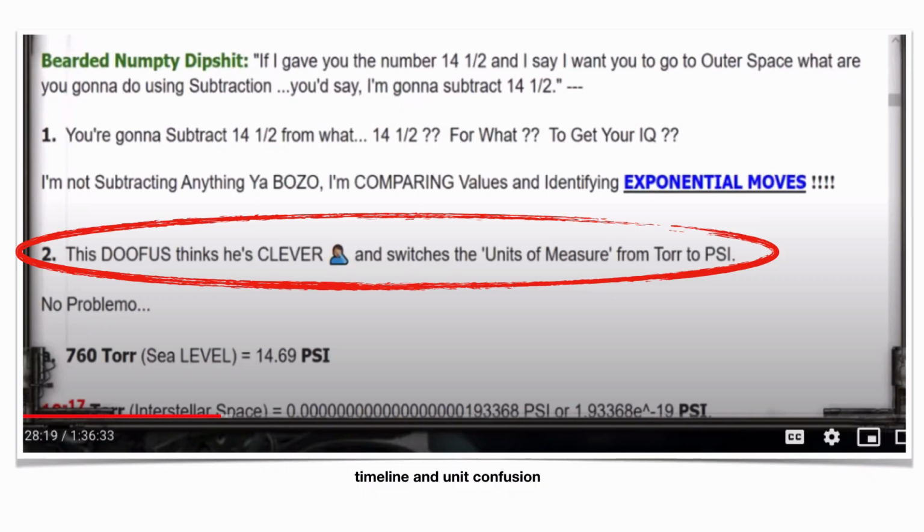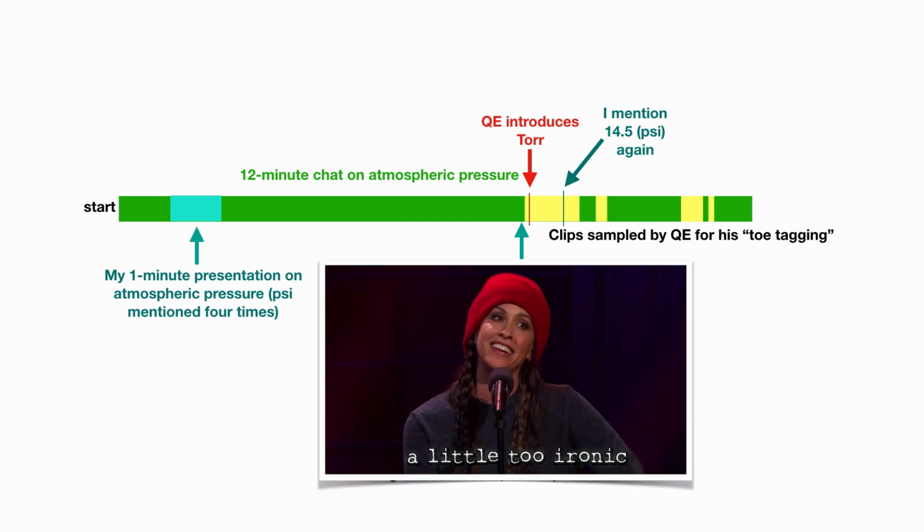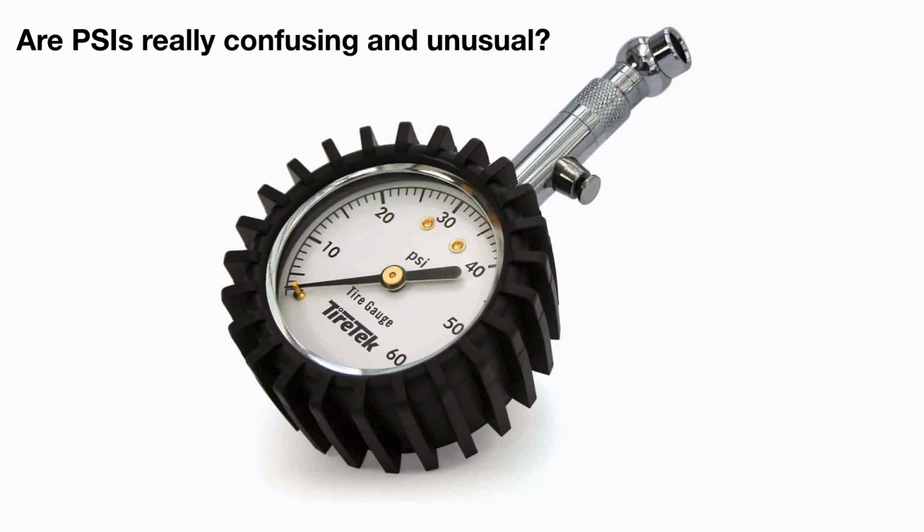This doofus thinks he's clever and switches the units of measure from torr to PSI. So did I switch the measurements from torr to PSI? Because I don't think so.